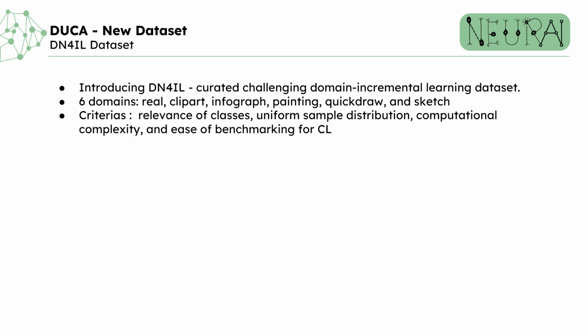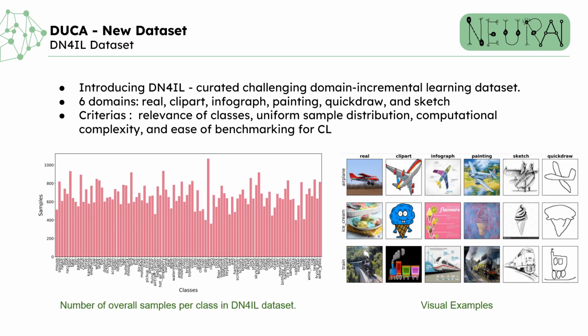To this end, we propose DN4IL, DomainNet for the Domain Incremental Learning setting. This is a well-crafted subset of the standard DomainNet dataset that is used for domain adaptation. This data consists of common objects in 6 different categories or domains, which are real, clip art, infograph, painting, quickdraw, and sketch. In the original, the classes have much redundancy, and moreover, evaluating the whole data can be computationally expensive in a continual learning setting.